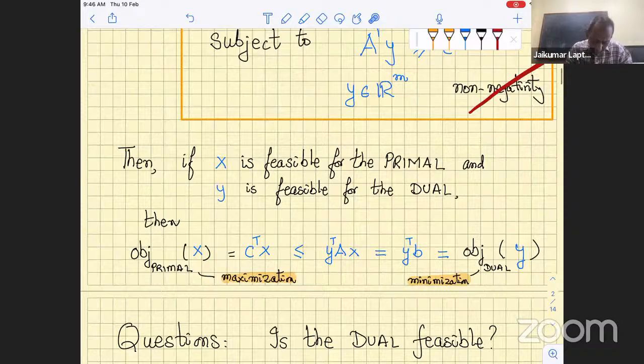So what do we know from this? That if X is feasible for the primal and Y is feasible for the dual, then the objective function for the primal is given by this.